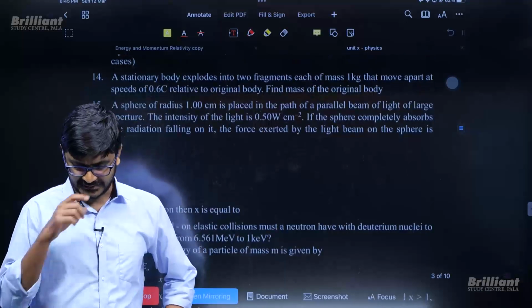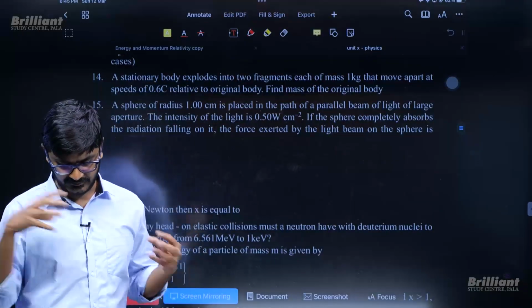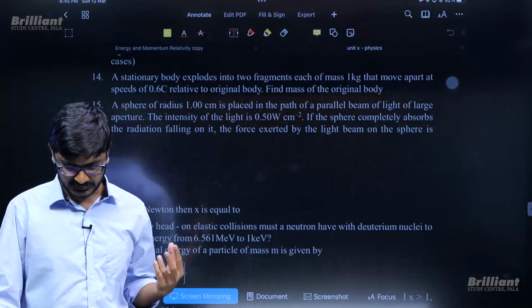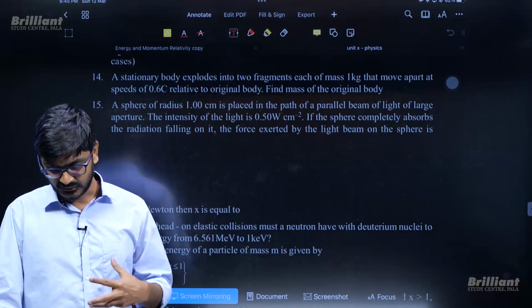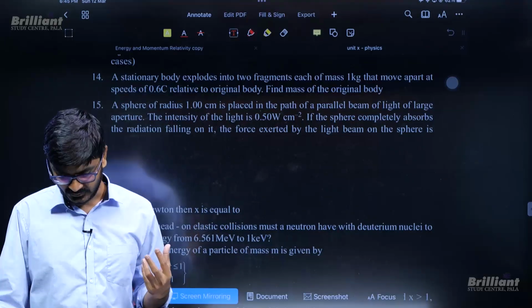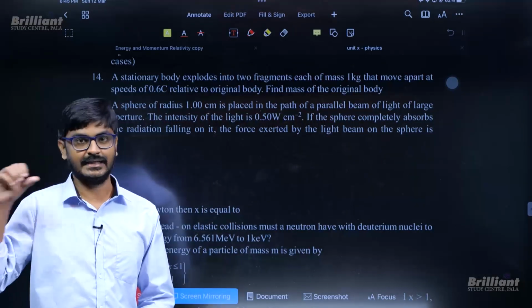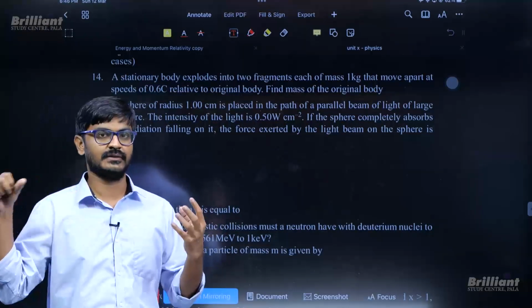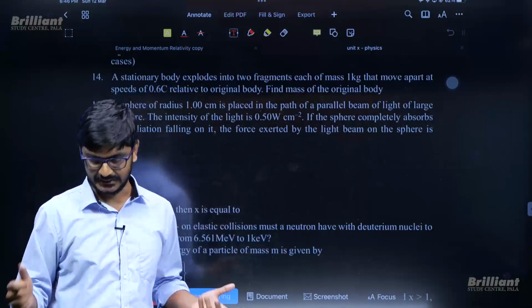A sphere of radius 1 centimeter is placed in the path of a parallel beam of light. Intensity of the light is 0.5. If the sphere completely absorbs the radiation falling on it, what is the force exerted by the light beam on the sphere? So basically, when light is coming, energy is coming. When energy is there, there will be momentum for the photons. When momentum is there, it will be exerting force.